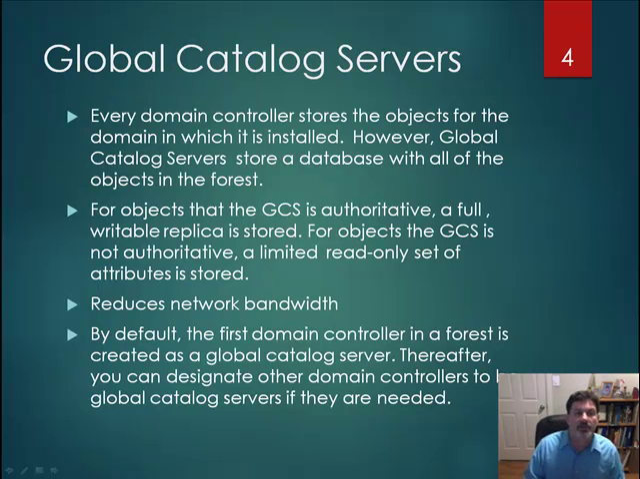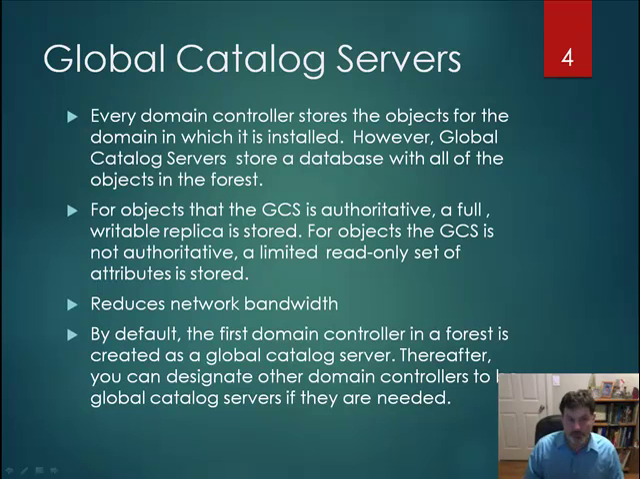For objects that the global catalog service is authoritative for, basically the domain it was installed for, it's going to store and maintain a full writable replica of the objects for that domain. For objects that the global catalog service is not authoritative for, it's only going to store an index, basically a read-only set of attributes, for each object in the rest of the forest.